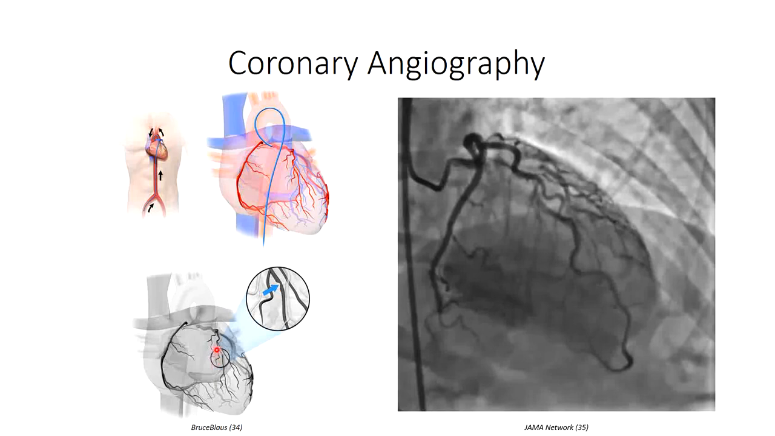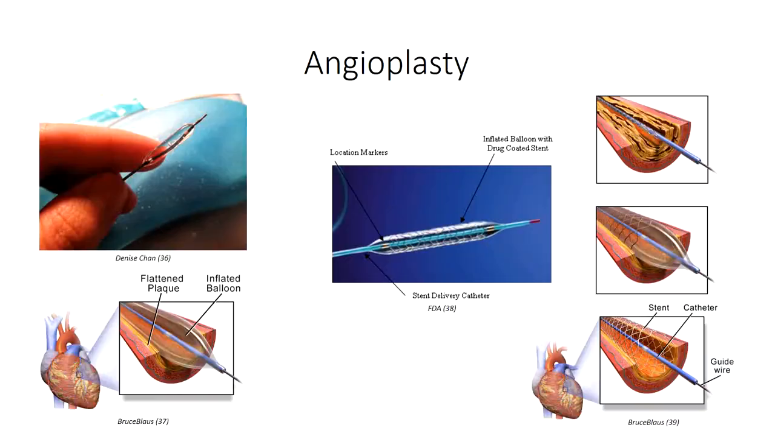Careful examination of the radiographic images can identify stenosis, or regions of vessel narrowing that might be responsible for the patient's angina. At this stage, the patient is likely going to turn to surgical intervention to correct the blockage. There's a few options available, depending on the location of the blockage, the number of vessels involved, and the overall health of the patient. One common technique is angioplasty.